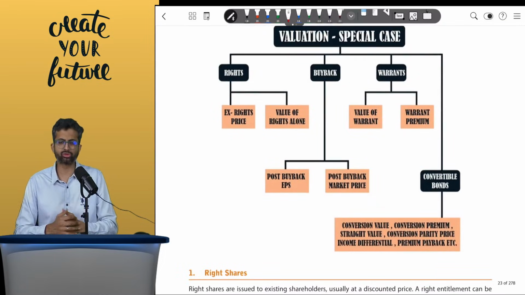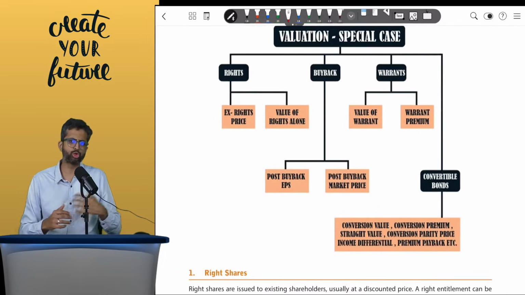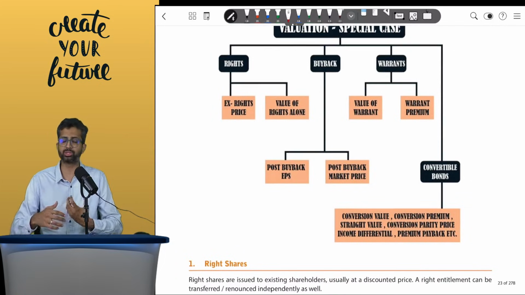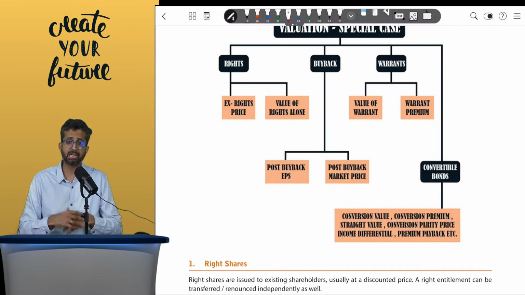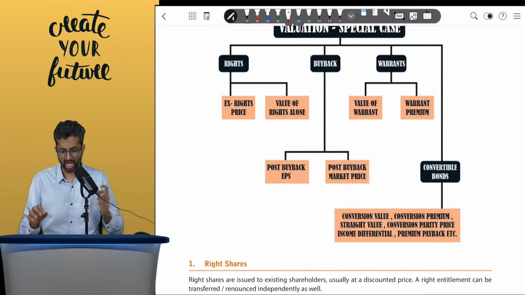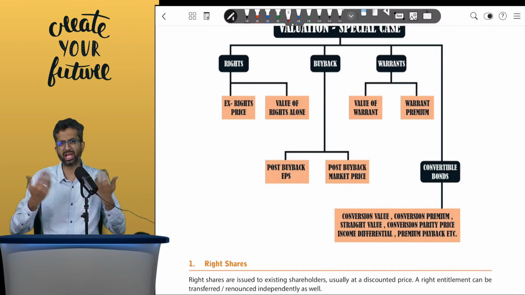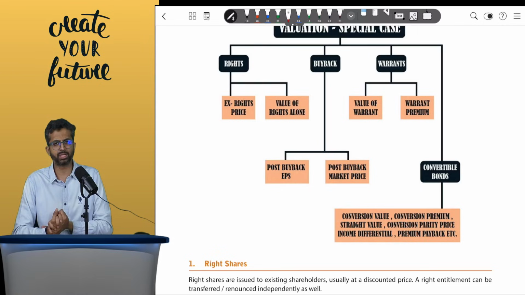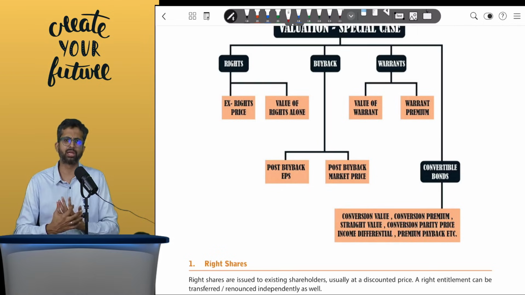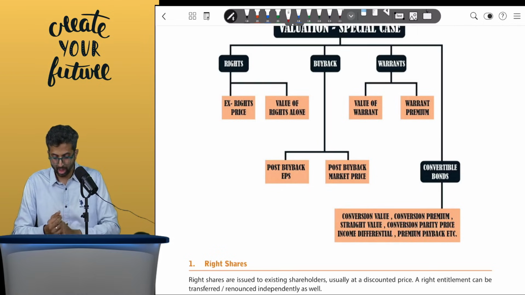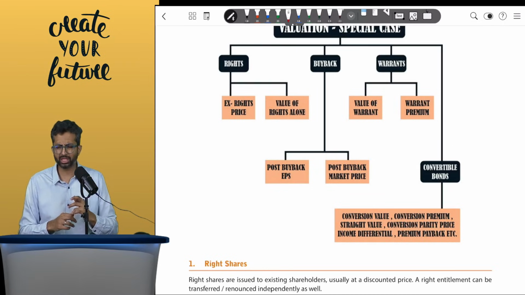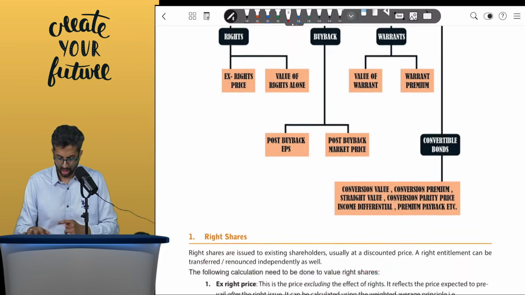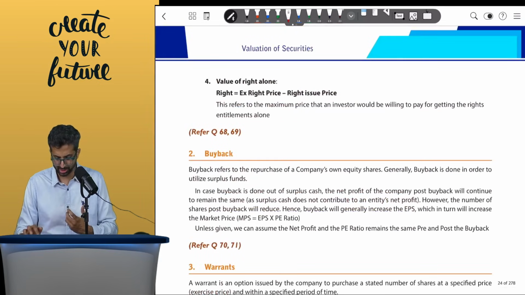And in certain special cases like rights, you might be asked questions on X rights price, which is nothing but the theoretical post rights price. It is nothing but the weighted average price and value of right alone, which can be calculated in multiple ways. The more common way is the X rights, and the difference between the X rights and the cum rights price can be the value of the right alone. Sorry, the difference between the X right price and the right issue price will be the value of the right alone.